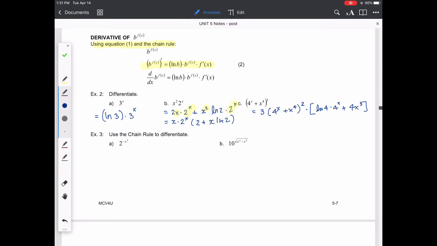Let's try example number 3. Example number 3 says, use the chain rule to differentiate. And the big difference here is, first of all, we have a negative in the exponent, plus we have a function in the exponent. So we have to be careful about that.